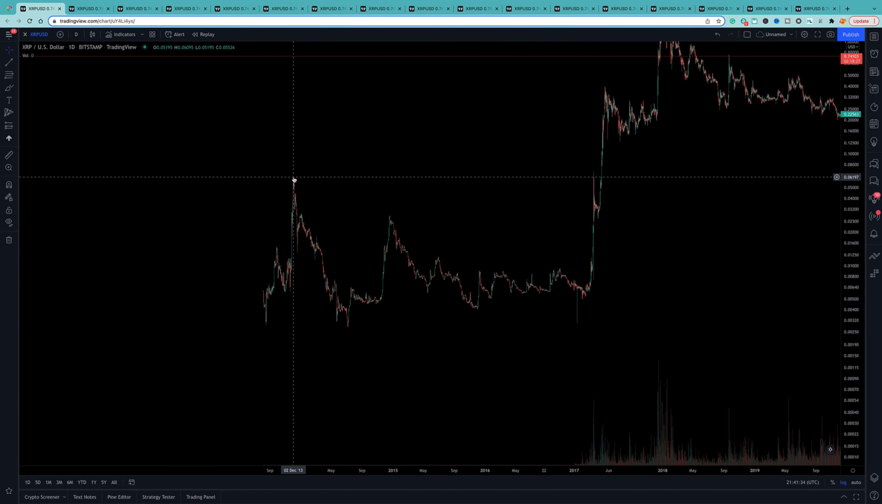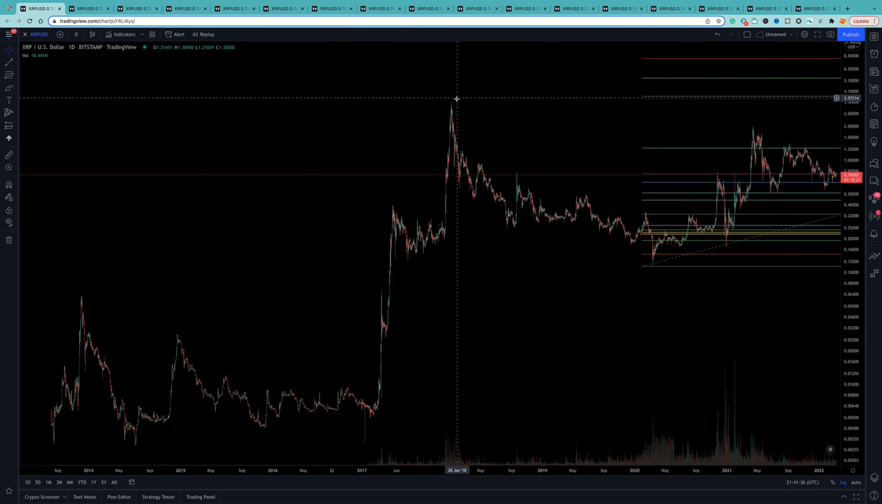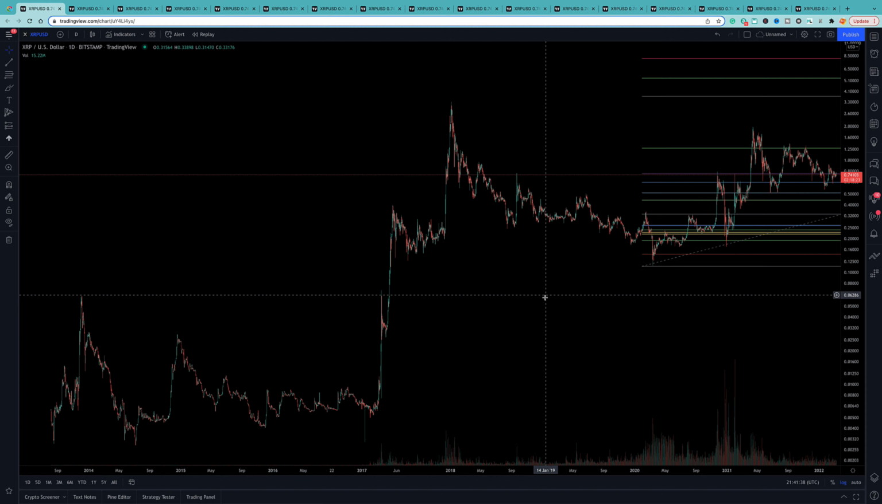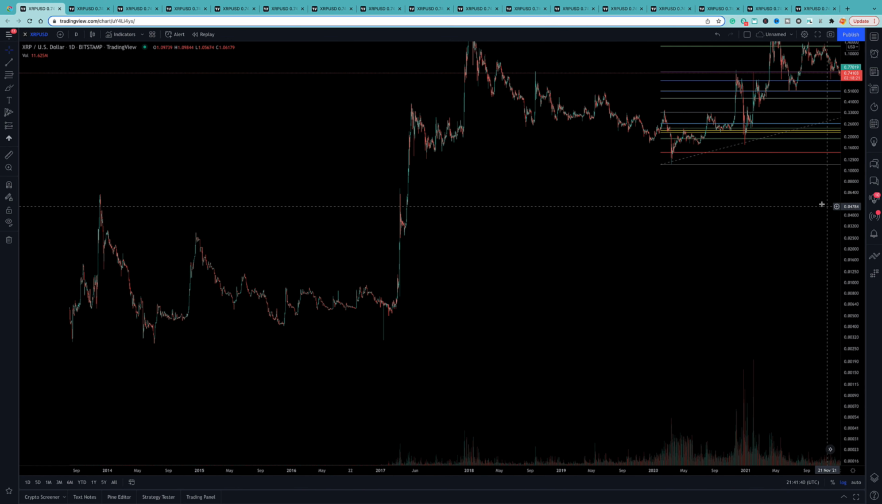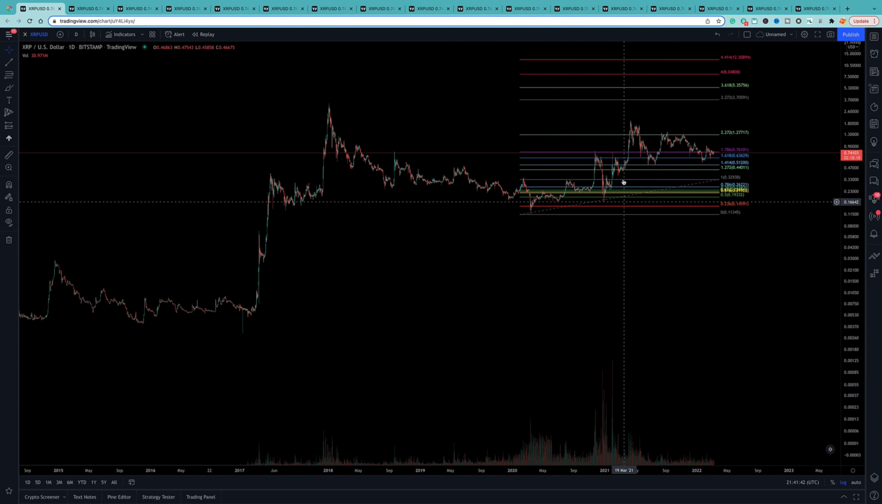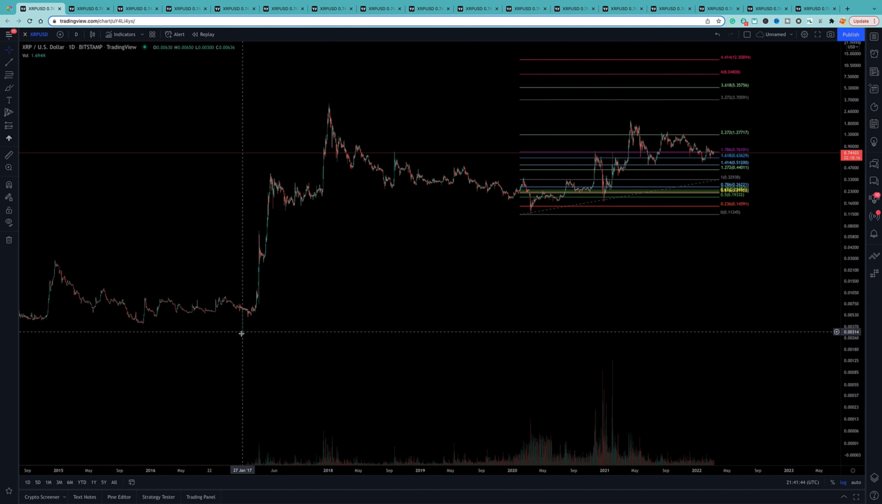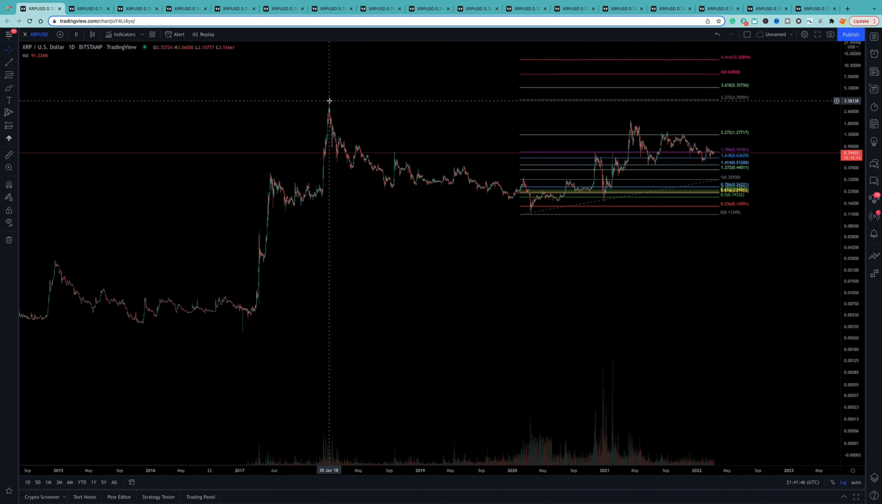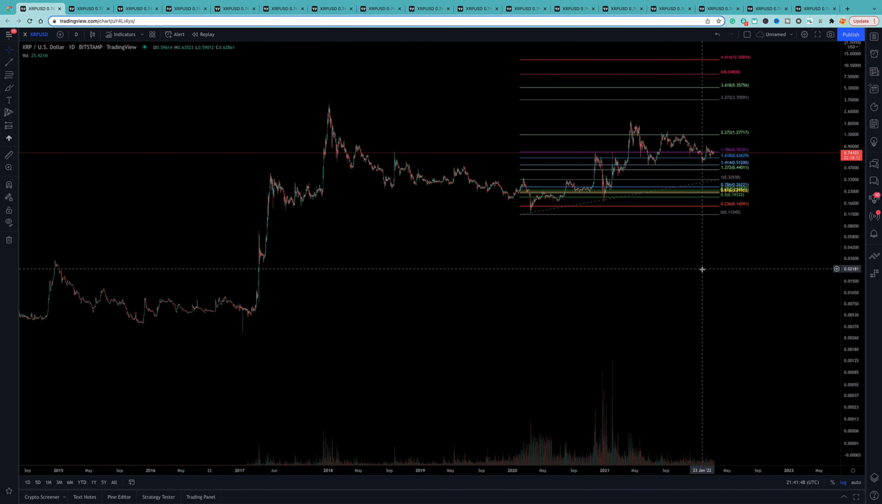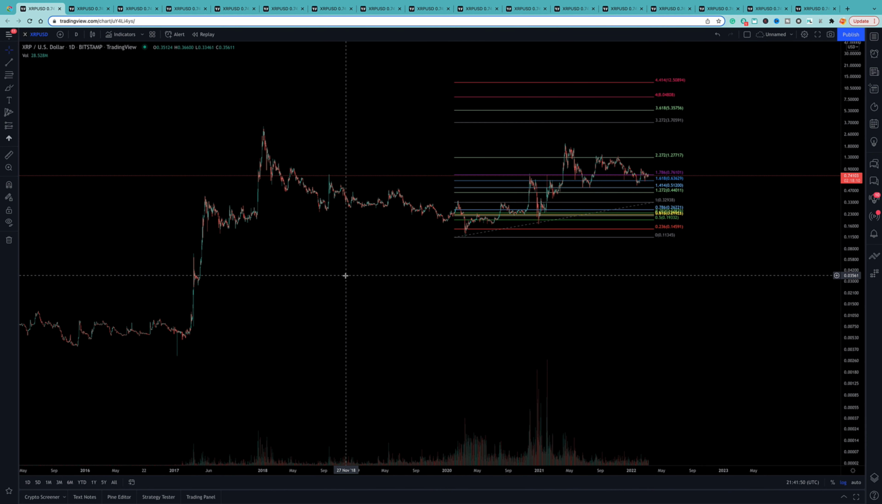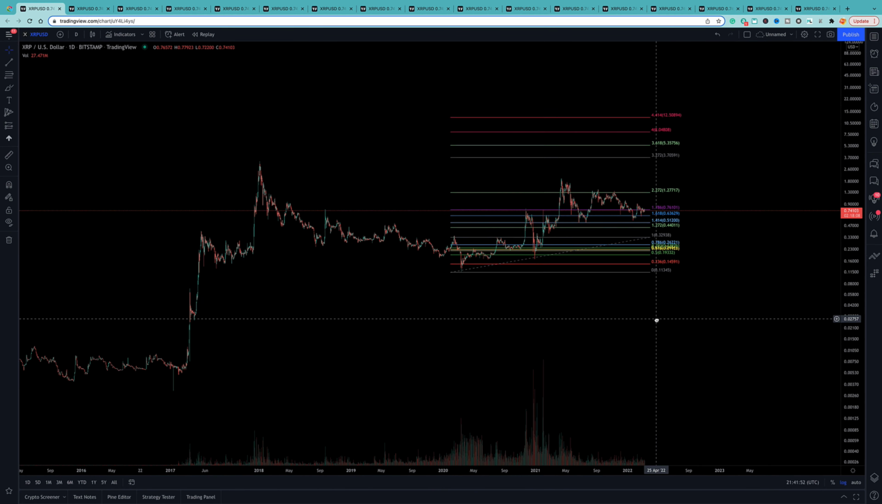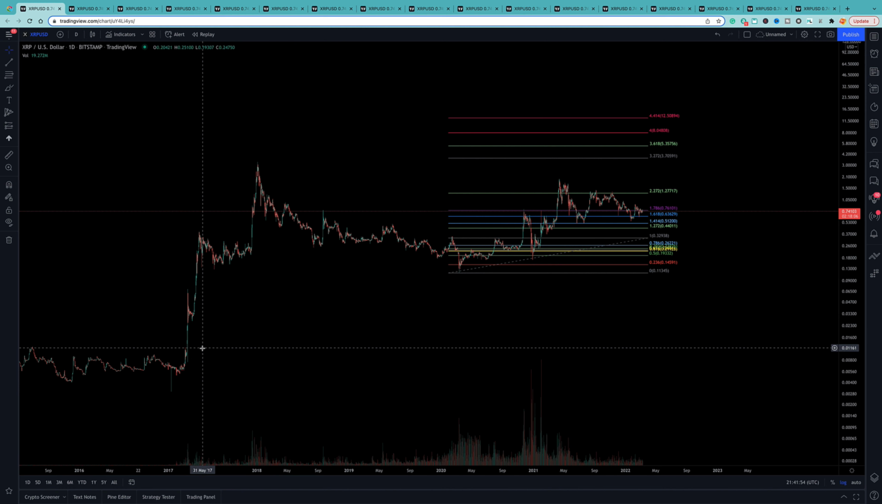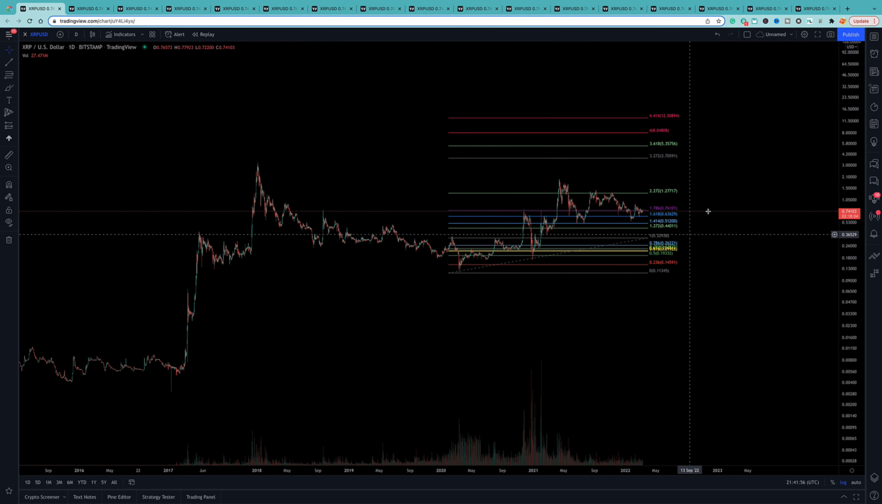Look, there's the previous peak. And the 272 shows itself nice and clearly here. Do the same with here: put the fib from here to there and look for the 272. But for now, I want to focus on this.